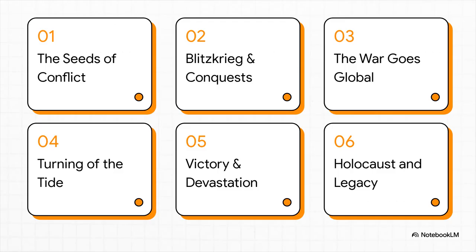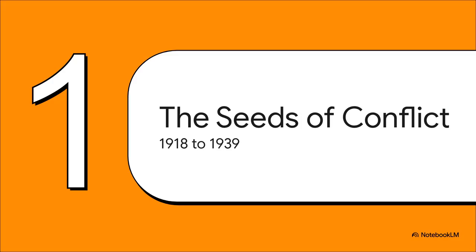So here is exactly how the war unfolded. First, we'll look at the seeds of conflict, then blitzkrieg and early conquests, how the war goes global, the turning of the tide, victory and devastation, and finally, the Holocaust and legacy. Part 1, the seeds of conflict.